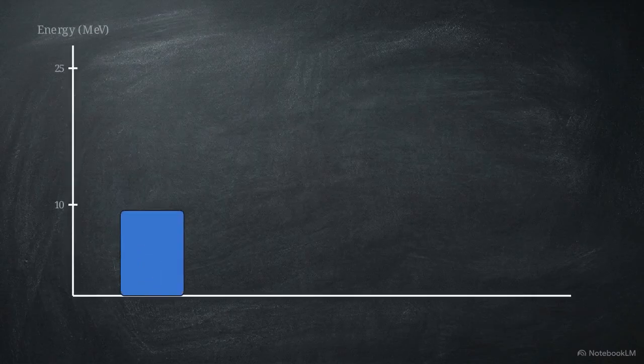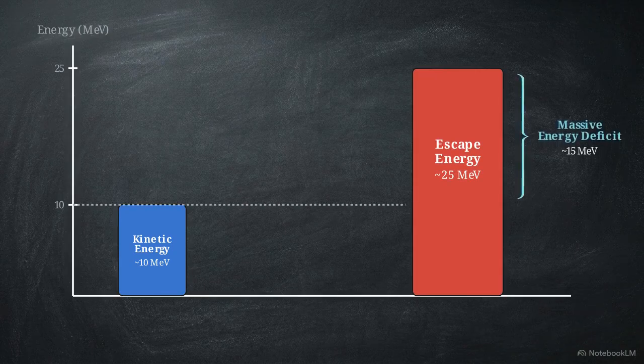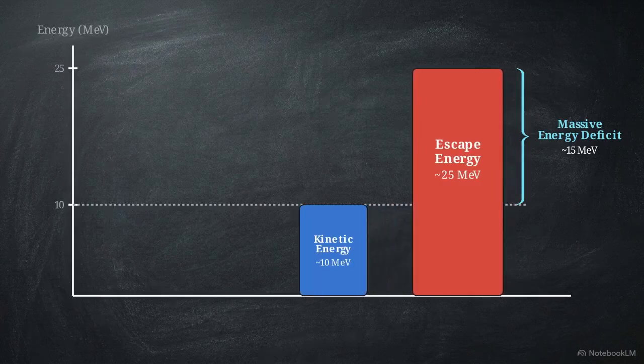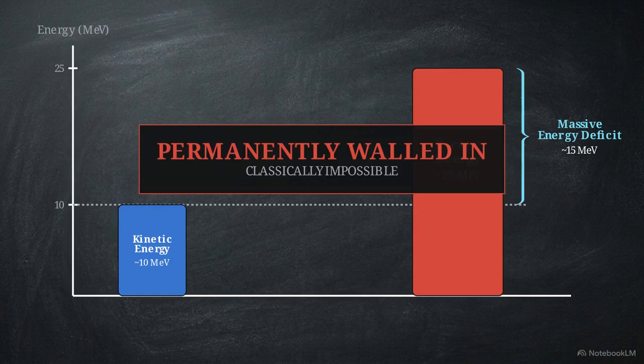This chart compares a particle's kinetic energy against the required escape energy. The towering bar reveals a massive energy deficit. Under the rigid laws of classical physics, a particle cannot borrow energy it lacks. It is permanently walled in.